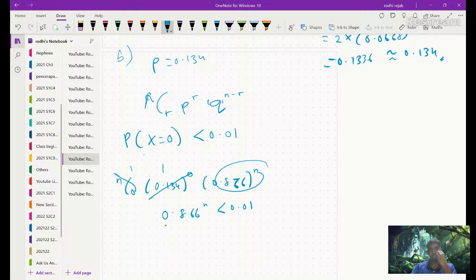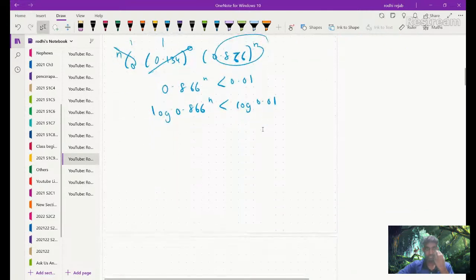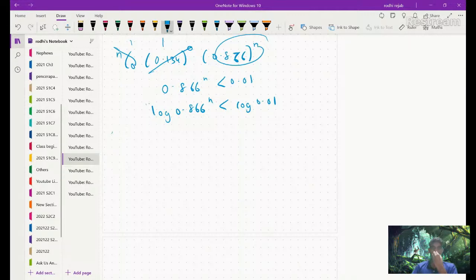So from here we can move forward by taking log on both sides. We would get log 0.866 power n less than log 0.01. Now we have to shift the power, but we have to make sure we remember that log 1 is 0, so anything lesser than log 1 is a negative value. And if you were to divide or times a negative value, the sign would change. So before that, the power can be written in front. So it will be n log 0.866 less than log 0.01.